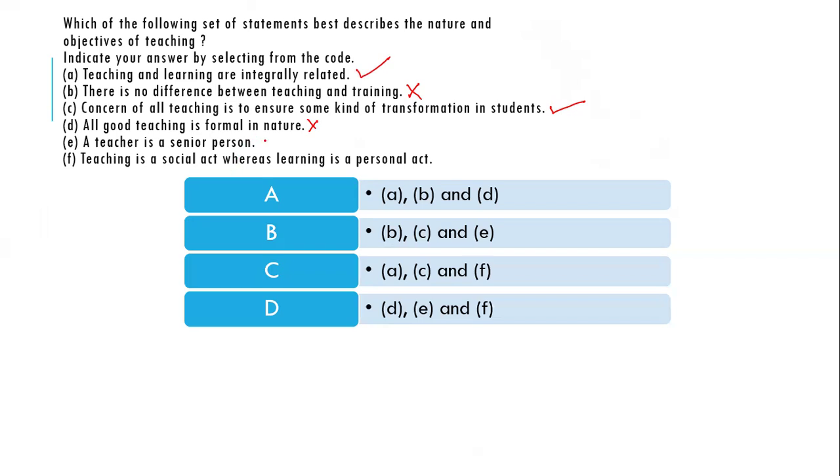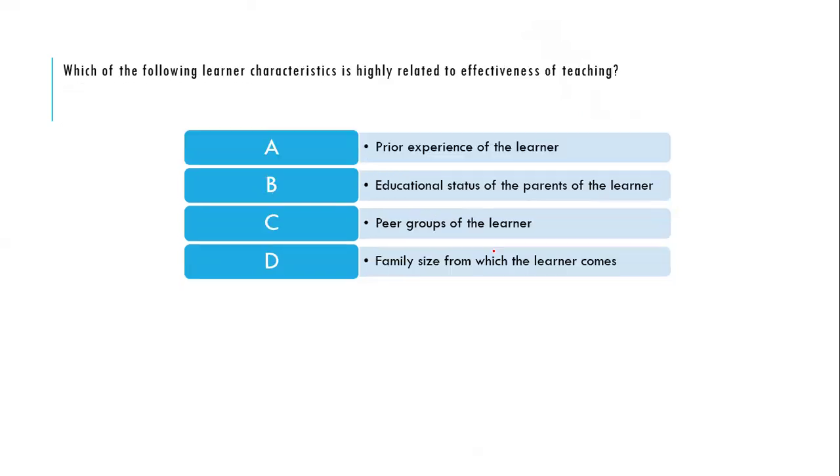A teacher is a senior person. Anyone can be a teacher. Okay, because I learned something from my students, so sometimes they are my teachers. And teaching is a social act, whereas learning is a personal act. Yes, that is so true. So option A, C, F would be the perfect answer. Yes, that's the right answer.